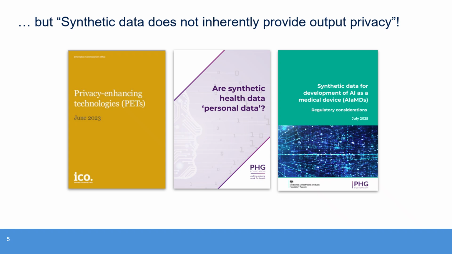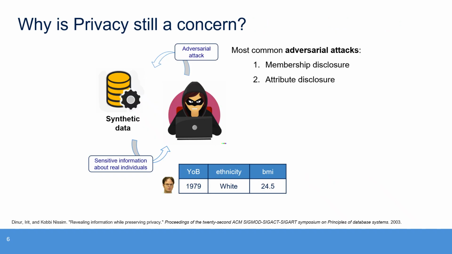The UK ICO has stated that synthetic data does not inherently provide output privacy. Unfortunately, just because data are synthetic doesn't automatically mean they're safe. If generation isn't done carefully, parts of the real data could still leak through. And that's why researchers and regulators focus on how to measure and reduce those risks, rather than assuming synthetic data is private by default. And there are two main types of privacy attacks that can affect synthetic data: membership disclosure and attribute disclosure. And these are usually targeted attacks.